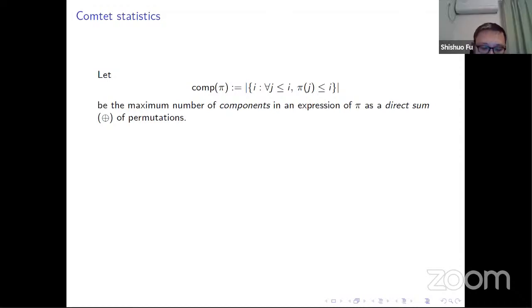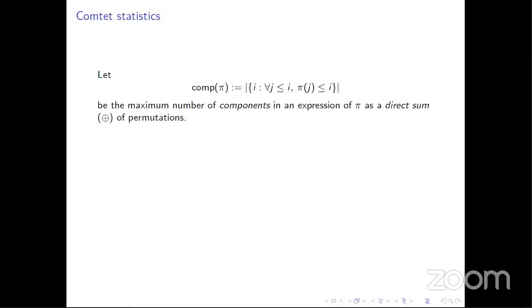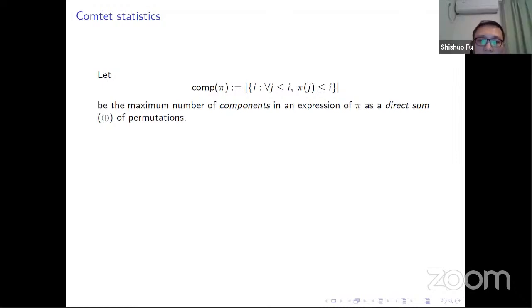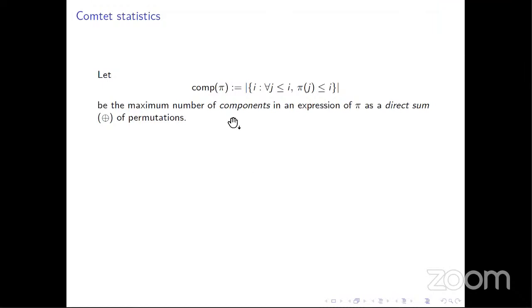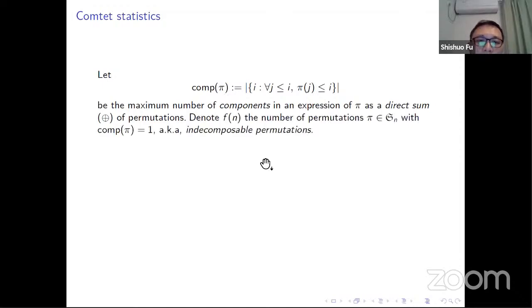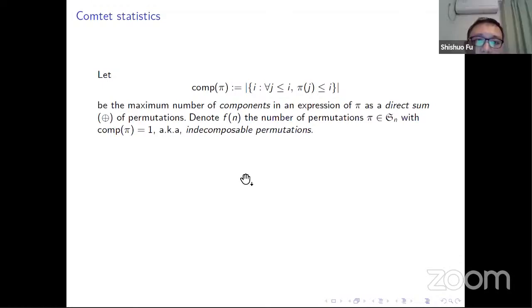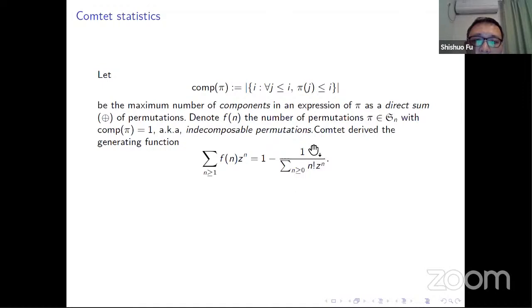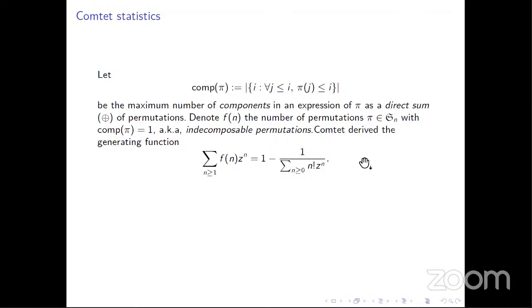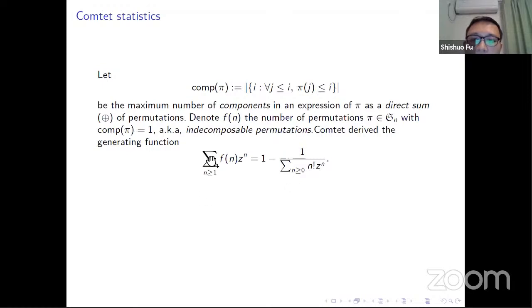You can decompose your permutation into several components connected by this direct sum, and you decompose all the way until you cannot decompose any further. So you count the number of components. That's the maximum number you can have, right? So that maximum number is called the component number of pi. It turns out this component number was first studied by the French mathematician Comtet in his famous textbook, Advanced Combinatorics. When you consider the so-called indecomposable permutations, that's permutations with component number 1, only one component, it has this nice, interesting generating function given by Comtet. Actually, that was an exercise in his book.